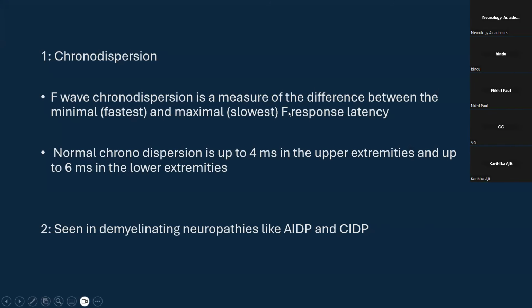F-wave chronodispersion is a measure of difference between the minimal and maximal F-wave response latency. And the normal values are 4 milliseconds for upper extremity and 6 milliseconds for lower extremity. Any value above this is called chronodispersion and seen in demyelinating neuropathies like AIDP and CIDP.